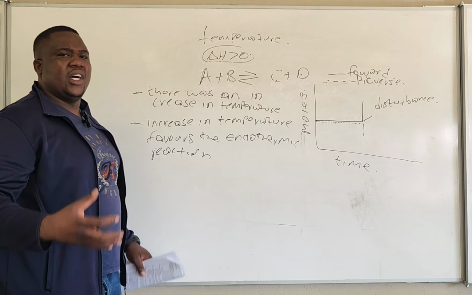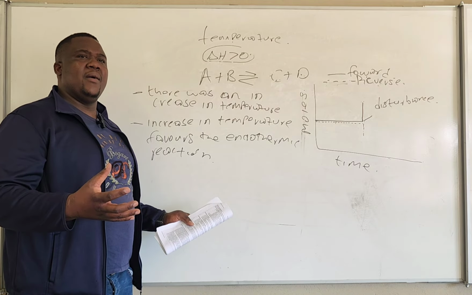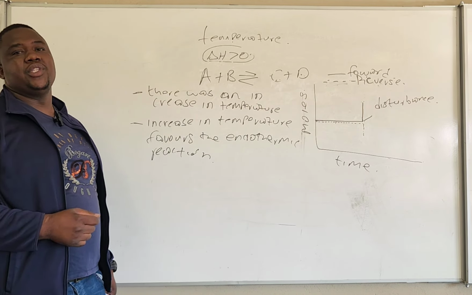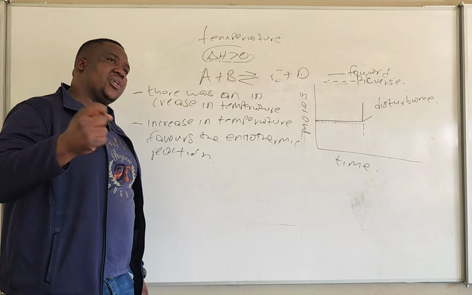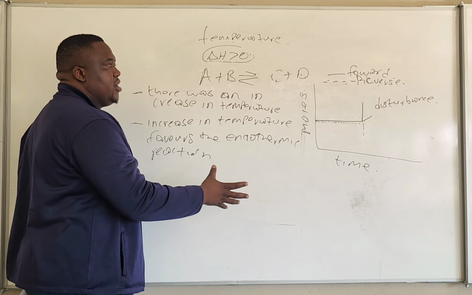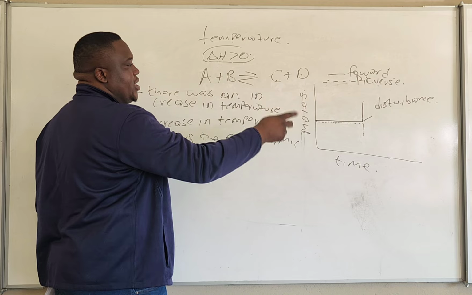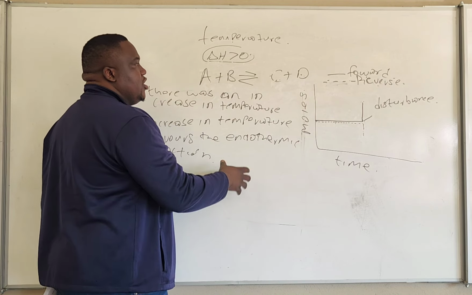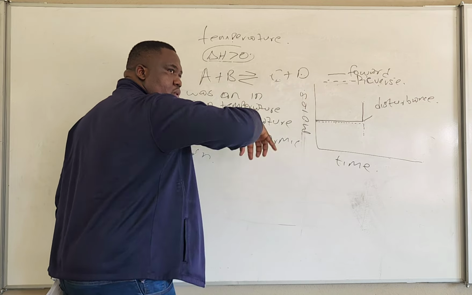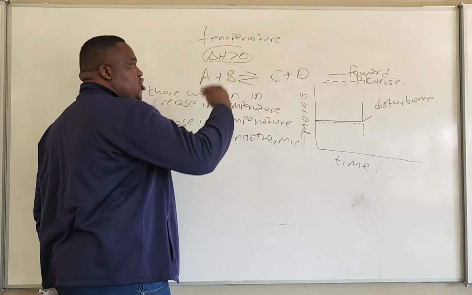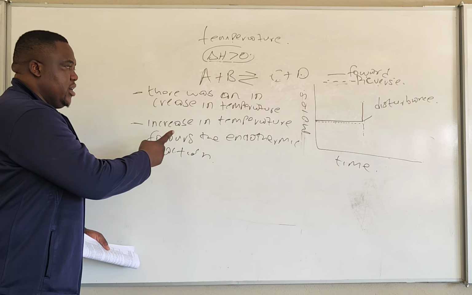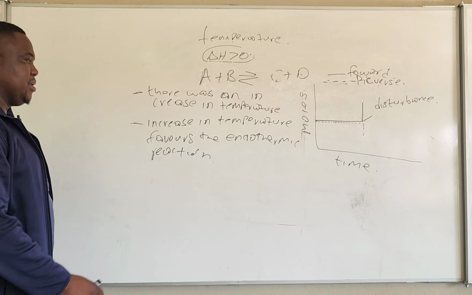That's basically the definition of Le Chatelier's principle: the reaction that is going to oppose the disturbance will be favored. So the reaction which is opposing the disturbance is the forward reaction, which is being favored to decrease A and B so that C and D increase. And when C and D increase, we're going to form the new equilibrium. So that's what it means. Increase in temperature favors the endothermic reaction.